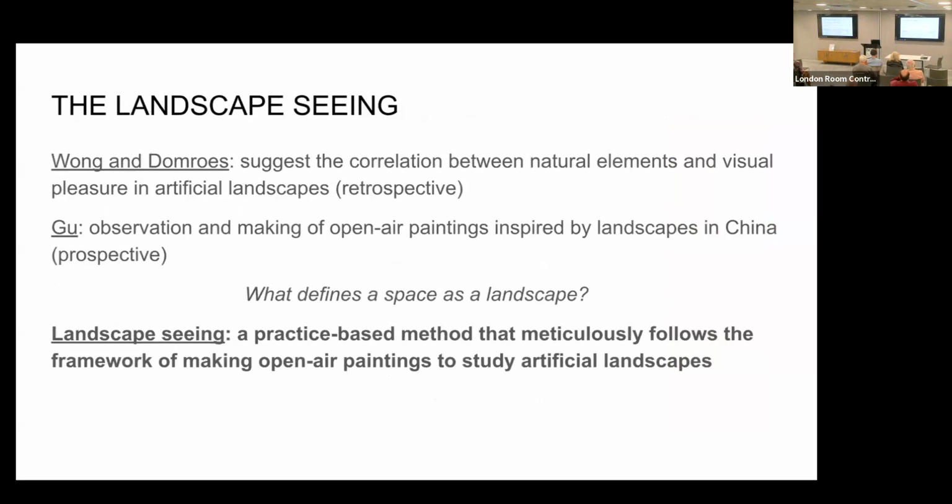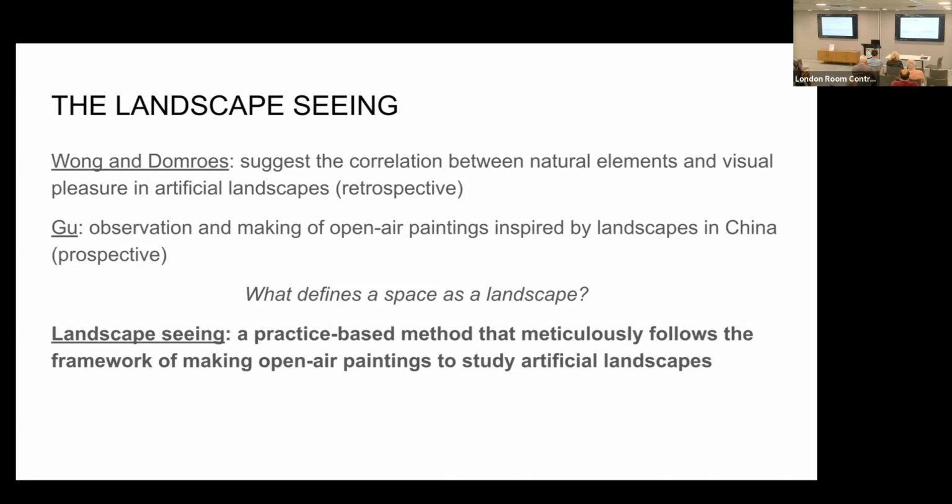And based on these two case studies, I would say Wang's and Domro's studies are pretty retrospective. They suggest a correlation between natural elements and visual pleasure in artificial landscape, while Gu's study is pretty prospective. She suggests that observation and making of open-air paintings, inspired by landscape, should be some process that allows painters or artists to express themselves.